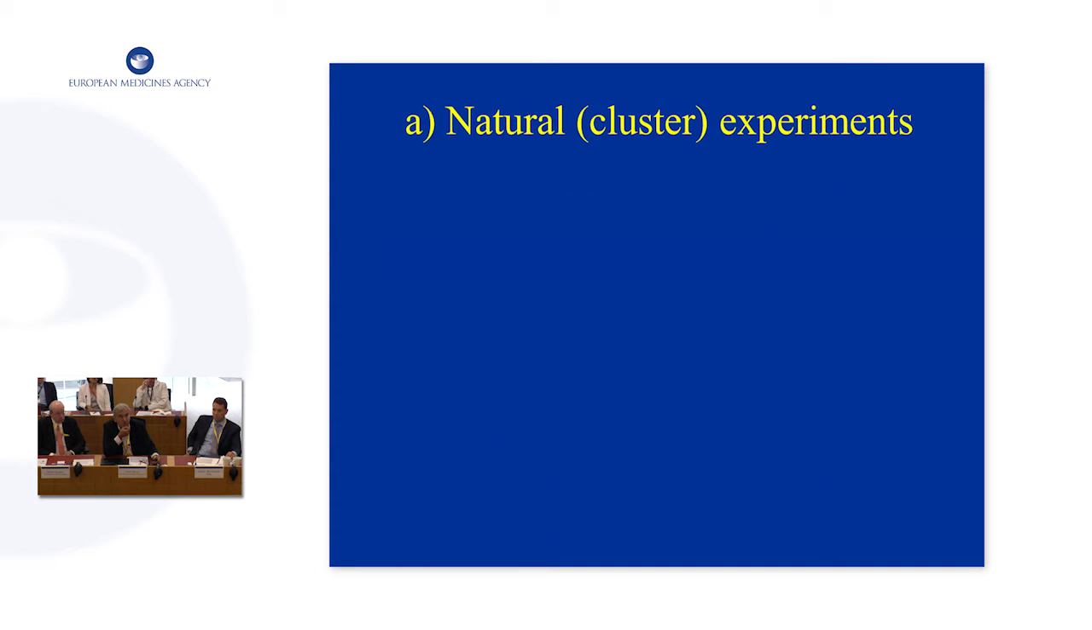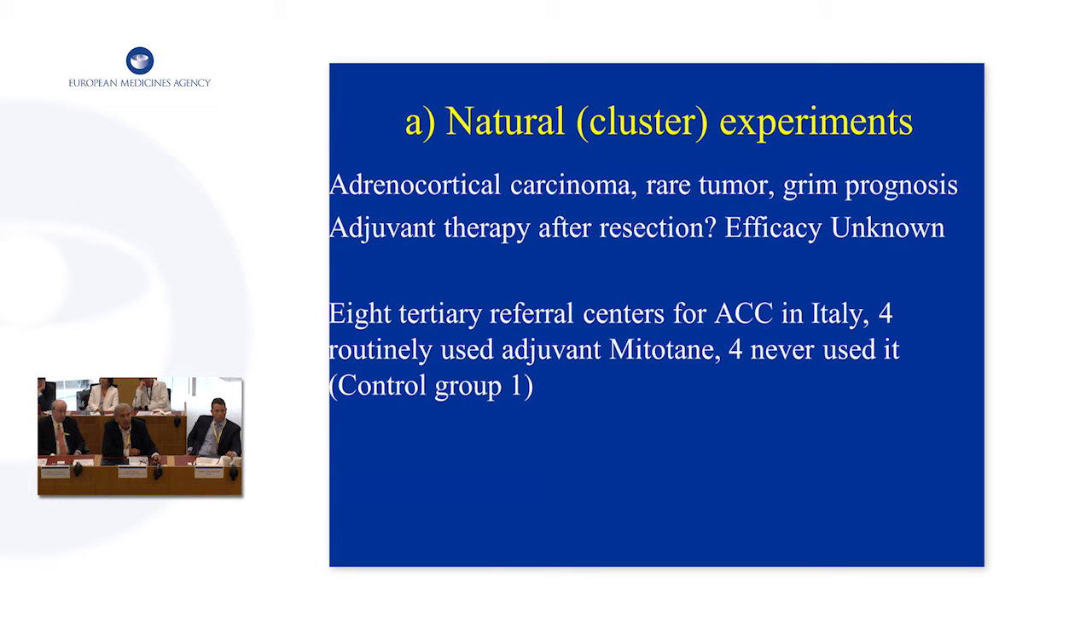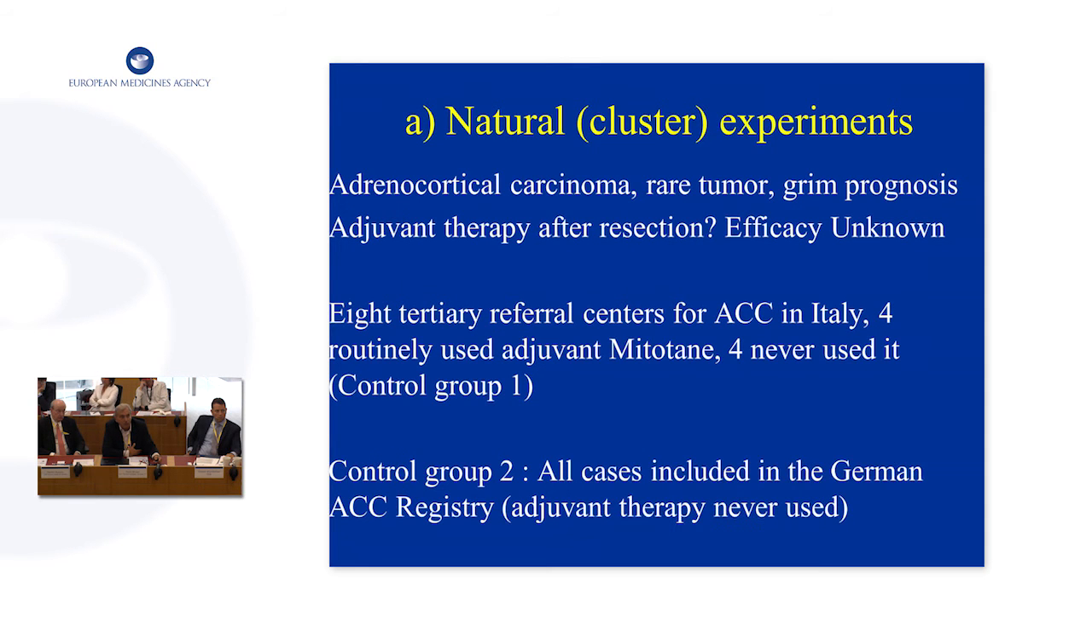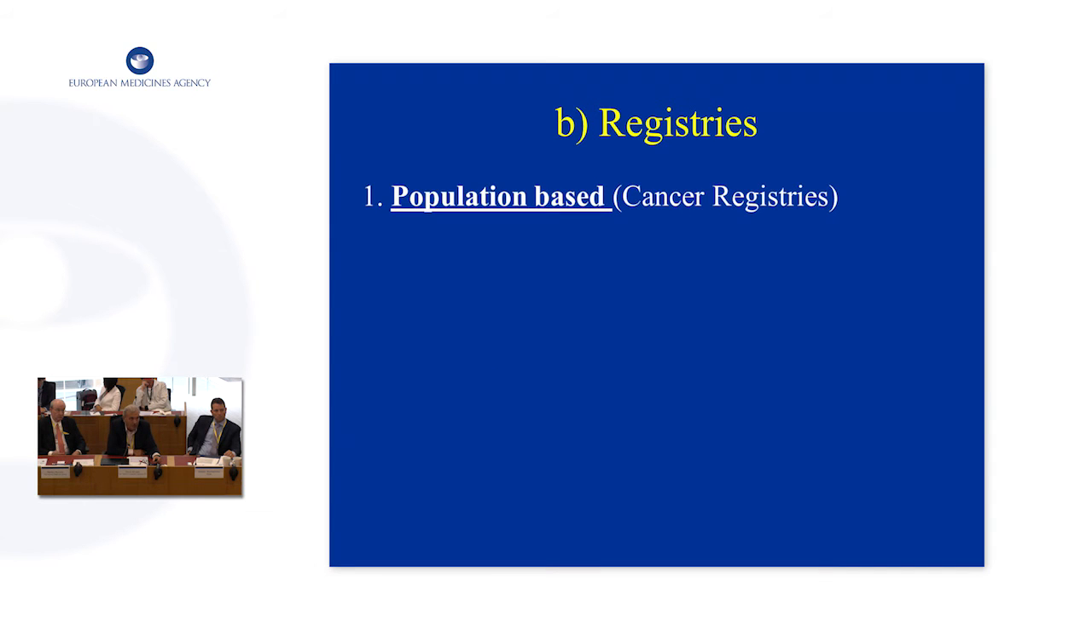A natural cluster experiment is when we have centers where the new drug is introduced during the trials and centers where the new drug is not introduced. And we had an example, it was not really a new drug. It was a sort of retrospective analysis, but an example of this kind of experiment is adrenocortical carcinoma. The study was made by 8 tertiary referral centers, 4 currently using adjuvant mitotane and 4 never using it. And we had a second control group that included all cases in the German registry where adjuvant mitotane was never used. And the 2 control groups differed to some extent, but the mitotane group stood out as clearly showing a better prognosis. So this was seen as a demonstration of efficacy of adjuvant therapy.